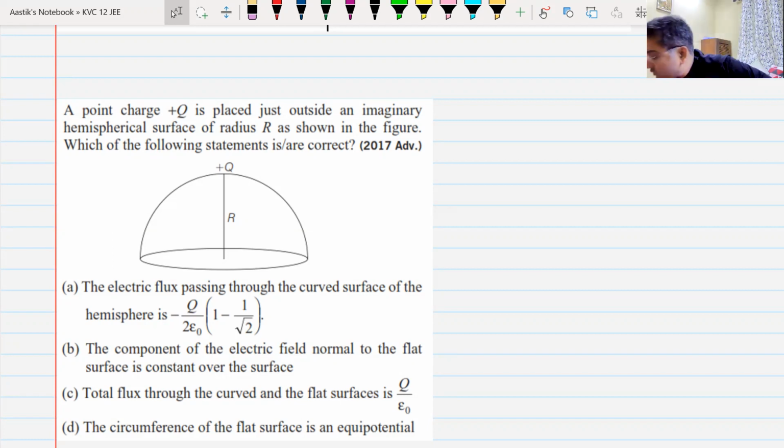A point charge plus Q is placed just outside an imaginary hemispherical surface of radius r as shown in the figure. Which of the following statements is correct? JEE Advanced. Any idea? No idea. Get an idea.